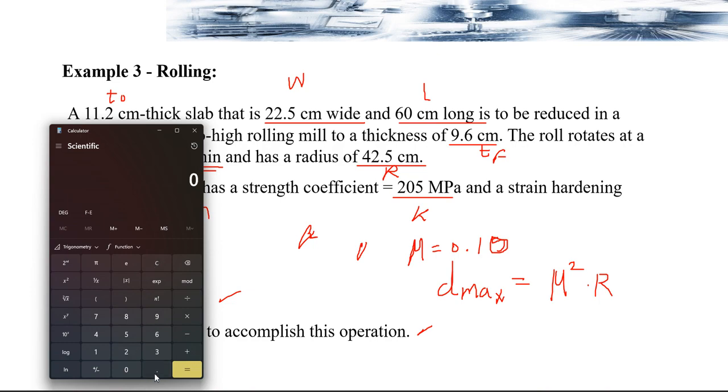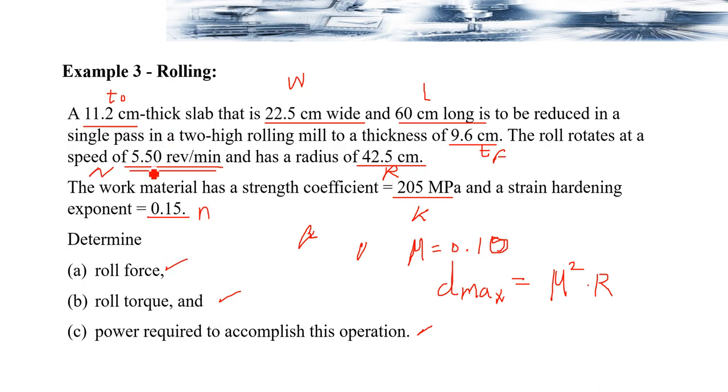So 0.25 squared multiplied by the 42.5, and then I'm going to multiply that by 10. Now I can do 26. The required was 16. So with the higher coefficient of friction, I can do a better draft because the part is not going to be slipping between the rollers, and thus we are going to have a better value for the D maximum. So that's what's happened.